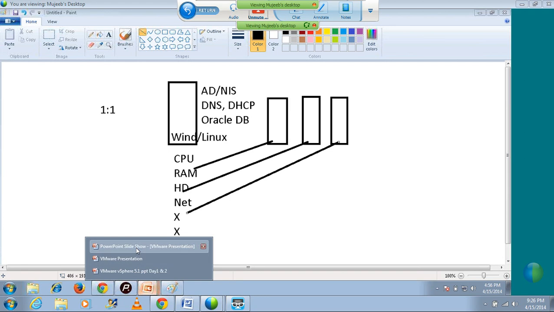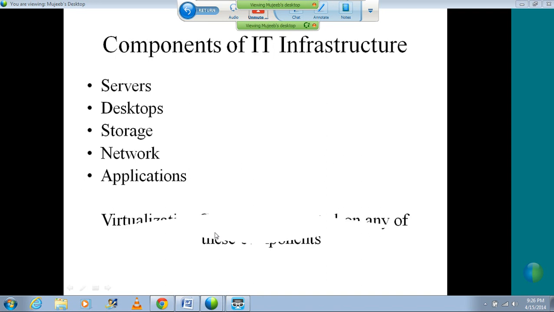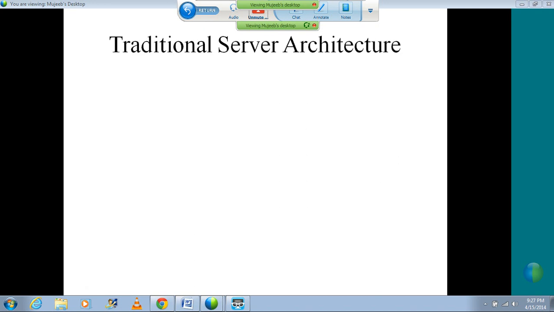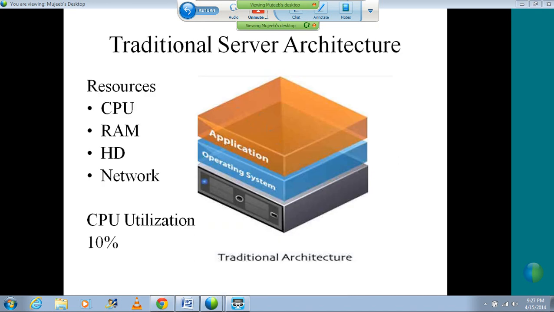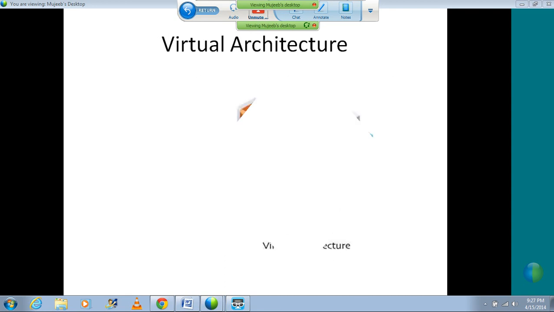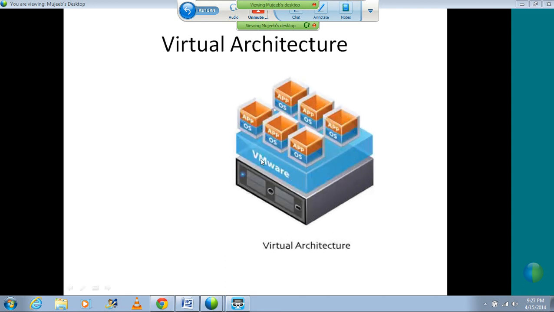In traditional server architecture, you have a physical machine on which you run one operating system and one application. You have the resources, and here CPU utilization is only 10%. If you want every machine in your infrastructure utilized up to an optimal level, then the solution is to implement virtualization. This is virtual architecture, where I have a physical machine and I implement virtualization using VMware vSphere, and this abstracts the hardware and allows you to create multiple virtual machines. Each box here is a virtual machine, and each virtual machine runs its own operating system and application on top of it.